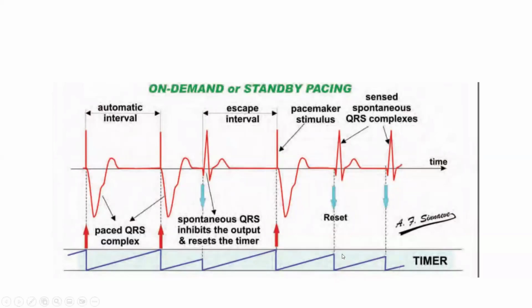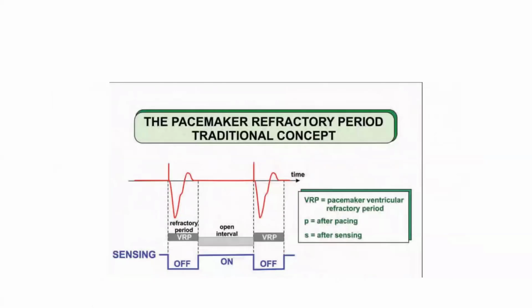Then we find in the last two beats, the heart is beating on its own. So the pacemaker is inhibited and again inhibited and again inhibited. So the pacemaker is acting beat by beat. It's counting, it's looking. If it finds a QRS complex, it stops and starts counting again. So this pacemaker just has what we call two timings. The first timing is the lower rate interval, and the pacemaker is looking at you during this interval.